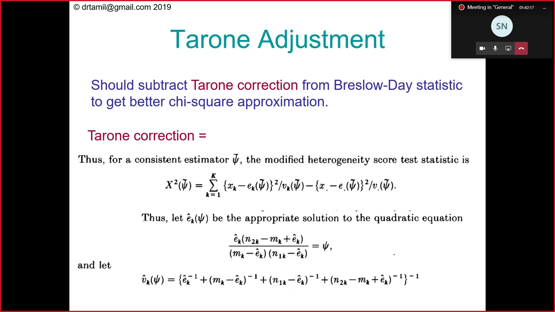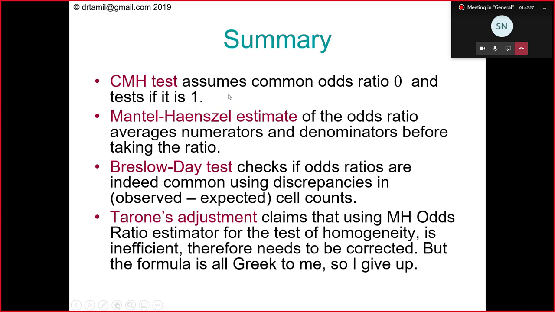Okay, so finally, the conclusion. The Cochran-Mantel-Haenszel test assumes the common odds ratio is equivalent to 1. The Mantel-Haenszel estimate of the odds ratio averages the numerator and denominator before taking the ratio. So they take the average. The Breslow-Day test checks if the odds ratios are indeed common using discrepancies between the observed and expected cell counts. For the Tarone adjustment, they claim that the odds ratio estimator is inefficient. Therefore, it needs to be corrected.